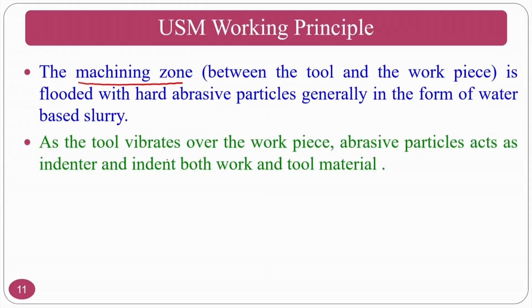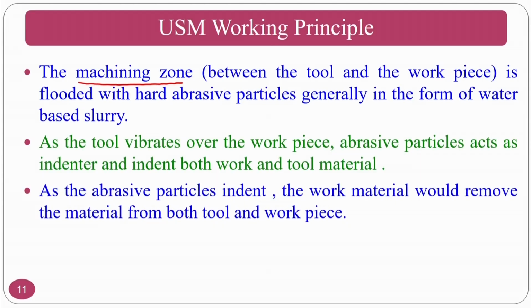The tool vibrates over the workpiece. The abrasive particles act as an indenter and indent both the workpiece as well as the tool. That means the slurry comes in between the tool and the workpiece, but the workpiece is stationary and your tool is vibrating. Assume that your tool is like this, straight, and it is vibrating like this. Whatever abrasive particles come here, it will hit them, so that your workpiece at the bottom is machined.